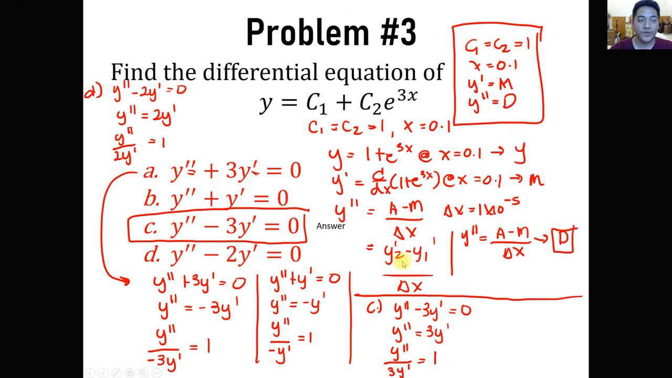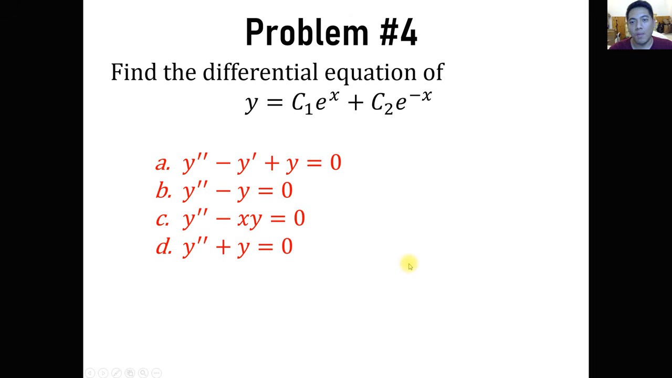All right, that is for problem number 3. How about for problem number 4? The same scenario we are going to do. First of all, we are going to equate C1 and C2 equals 1. So we have x equals 0.1. And of course, y, we're going to evaluate as e raised to x plus e raised to negative x, because the value of C1 and C2 is 1, at x equals 0.1.